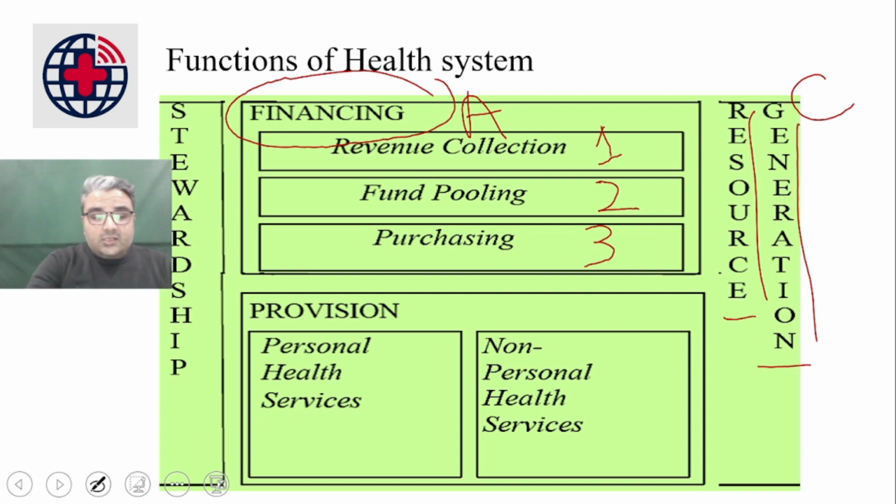And then the last function, D, is provision of healthcare. So we are doing all this financing. We are generating all these resources, which could be human resource, which could be material resource. And we have developed a strong leadership governance. But then we also need to impart health. So imparting health for personal care, so personal health services, which could be preventive, which could be curative, and then non-personal health services, which are done at a population level.